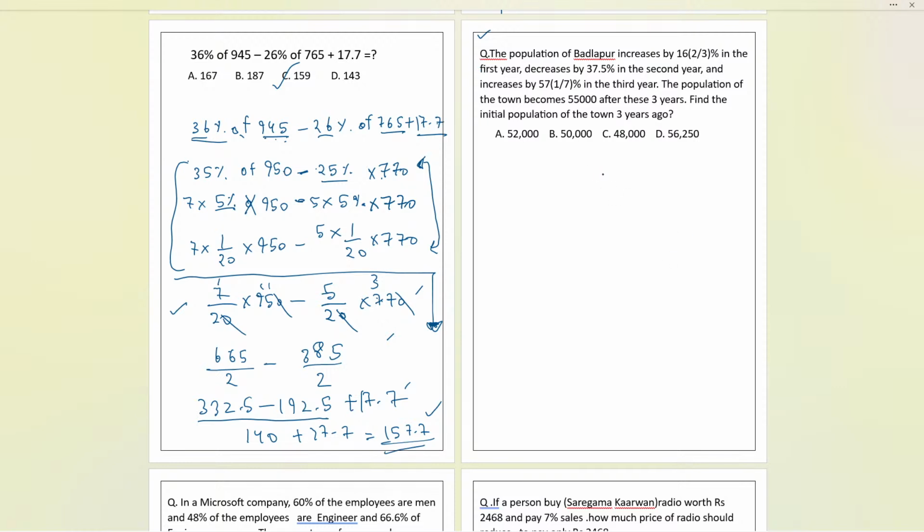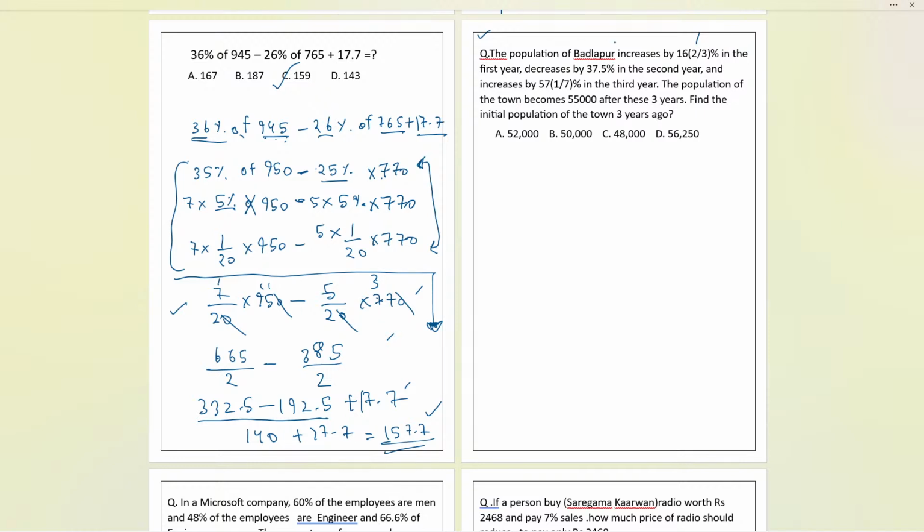Okay. So now let us see the question, the population of Badlapur. We have seen a movie like that, Badlapur. In that, now population sometimes increases and decreases. You know why? Because the name itself tells us. Okay. So now the population of that increases by 16 2 by 3. It is not a funny part, but definitely we are just understanding. Okay. Don't take it like that.